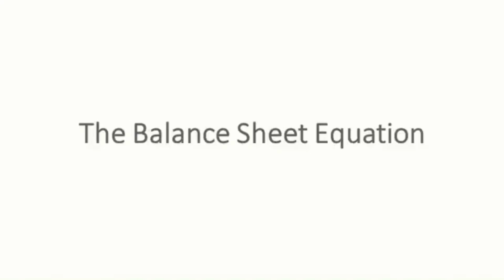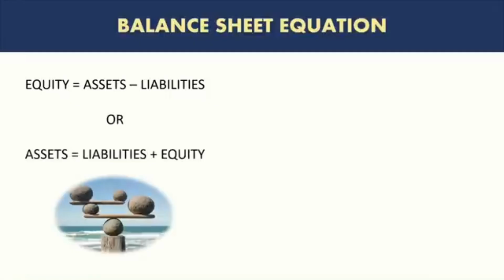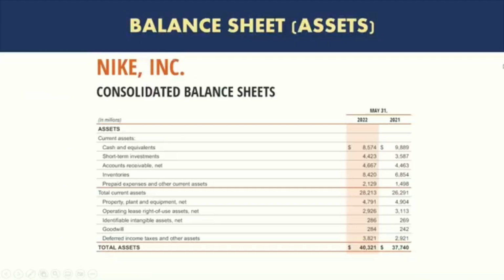Now, this brings us to a very important point, which is the balance sheet equation. While understanding assets, liabilities, and equity, we could see that equity is equal to assets minus liabilities. We just discussed that. Or we could also say that assets equal liabilities plus equity. Just a little bit of shuffling of the equation shows that assets are equal to liabilities plus equity. So we're looking at the balance sheet of Nike again. This is the asset side, and you can see the total assets are 40.3 billion.